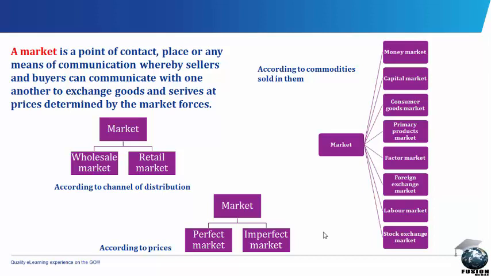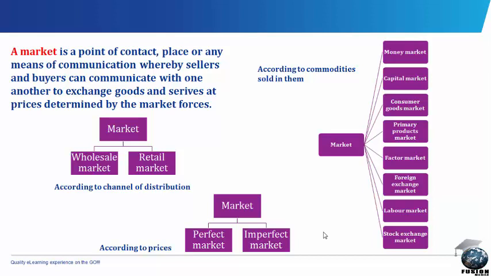According to channel of distribution, we have the wholesale market. A wholesale market is a market where a trader who buys goods in large quantities from the manufacturer sells in small quantities to the retailers. While the retail market is a market whereby traders buy goods in small quantities from the wholesaler or directly from the manufacturer and sells in units to the public or final consumers.